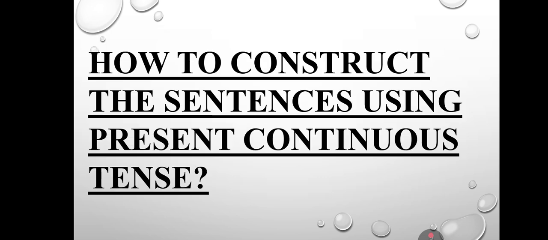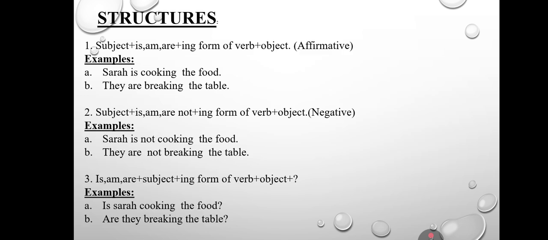For that purpose, we need to see the structures which will help you to construct sentences using present continuous tense. As you all know, we have three basic forms of sentences: affirmative, negative and interrogative, which I have forgotten to write over here, but this one is a question, right? So starting with the first one, that is for affirmative sentences.